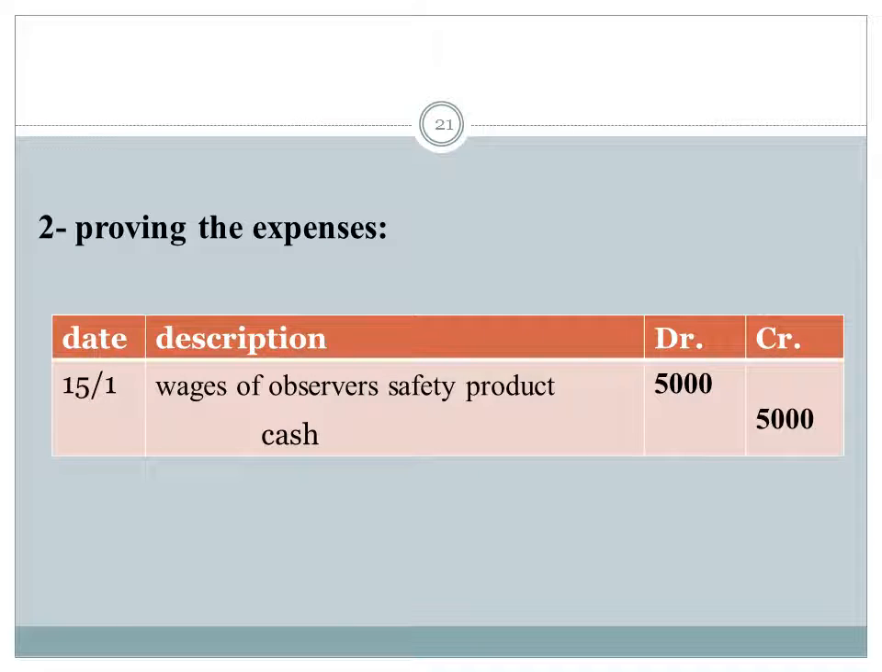Another expense, wages of observer safety product. This is a current expense, it will firstly be on the debit side, and the credit side is cash because cash is an asset and is decreased. The debit side will be wages of observer safety product 5,000, cash credit 5,000.